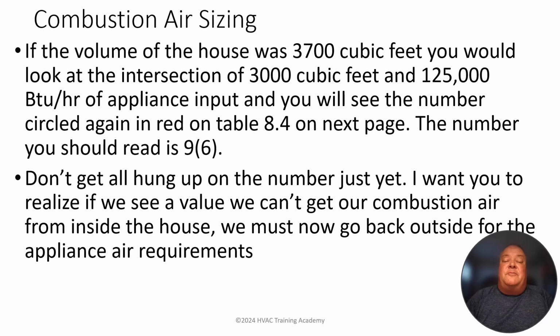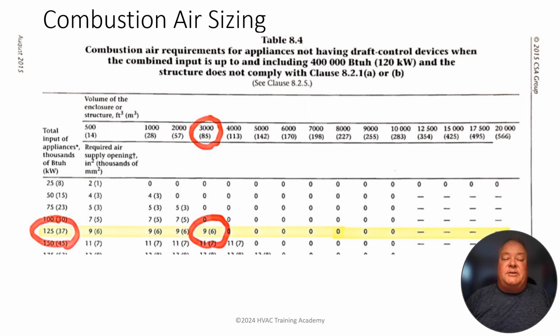and you're going to see the circled number in red on table 8.4 on the next page, and it should indicate 9, meaning that if there isn't enough air inside the house, we are going back outside for air, and that opening is going to be 9 square inches, so a 3x3 opening to the outside. And again, you can see at 125,000 BTUs, we run across to 3,000 cubic feet of air in the house, and we see a response here of a 9 square inch opening size.